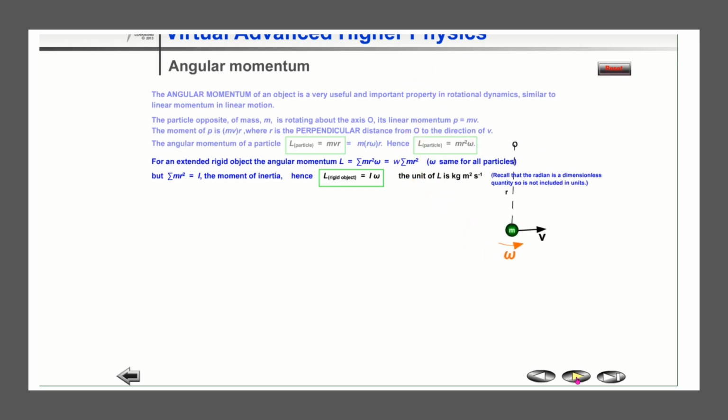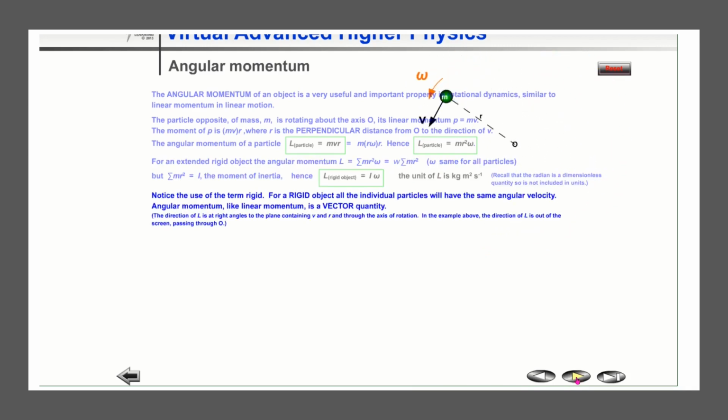Now, the units of L, angular momentum, are kilogram square meters per second. And recall that because the radian is dimensionless, we don't include it in our units. Notice the use of the term rigid. For a rigid object, all the individual particles will have the same angular velocity. So the angular momentum, like momentum, is a vector quantity.